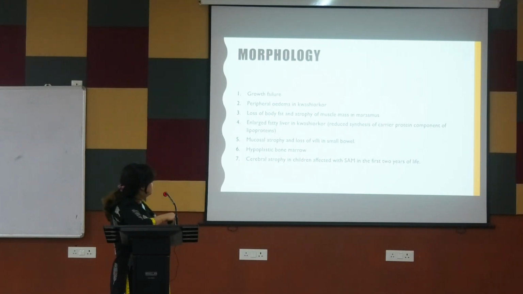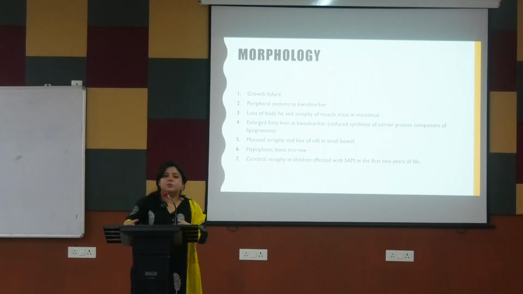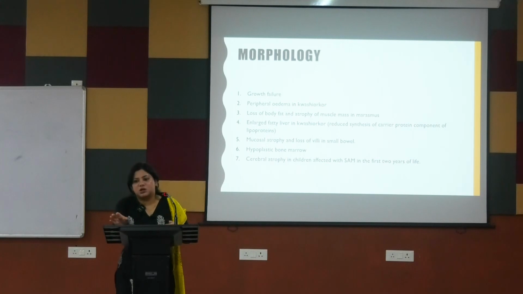And there can also be cerebral atrophy in children. Because the brain develops up to 2 years of age, even after the child is born, the maximum brain development occurs by 2 years of age. So even in utero, the child may be malnourished. Malnourished mothers give birth to malnourished children. So this child may have atrophy in the brain if there is acute malnutrition in the first 2 years of life, right?